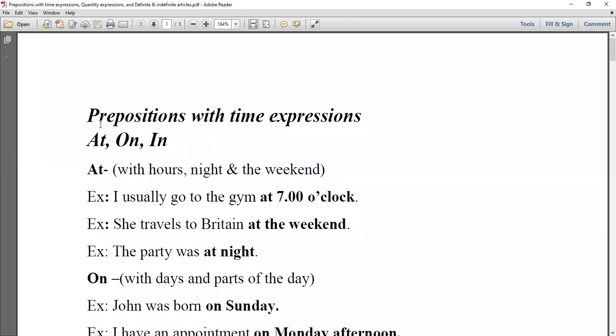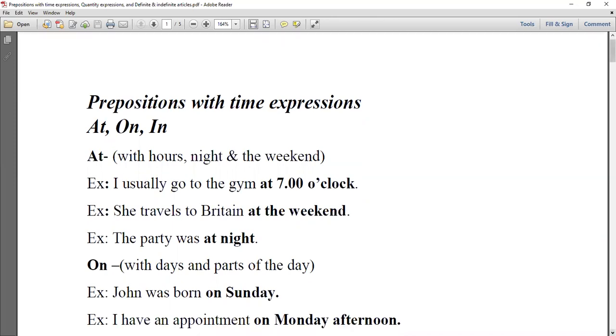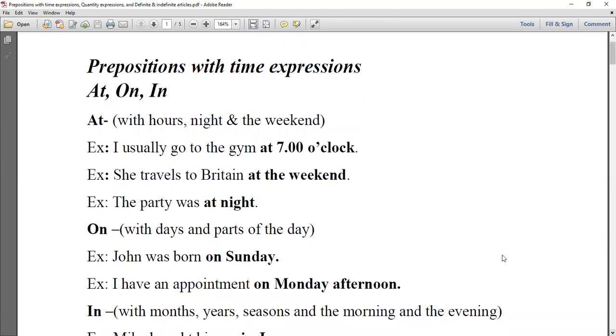So students, prepositions with time expressions, we have at, on, in. حروف اللي أخذناها بالكورس الثاني، سوري بالكورس الأول، الحروف الجر تستخدم مع التعابير الزمنية. Okay, so we have at, we use it with hours, night, the weekend. I usually go to the gym at 7 o'clock. She travels to Britain at the weekend. The party was at night.